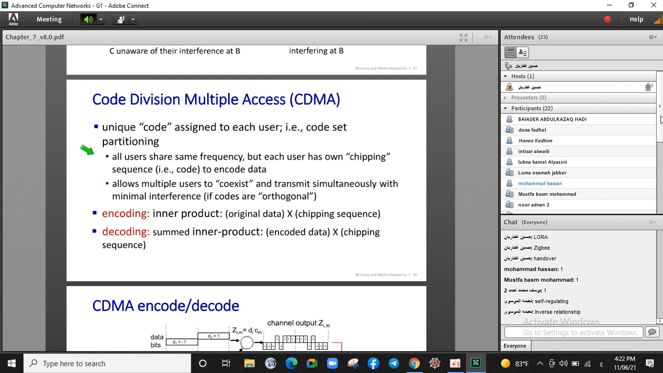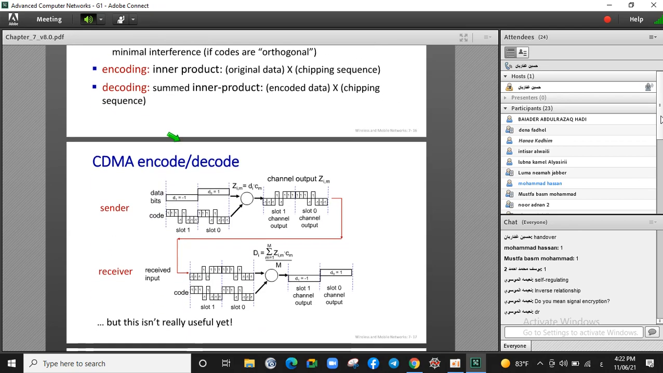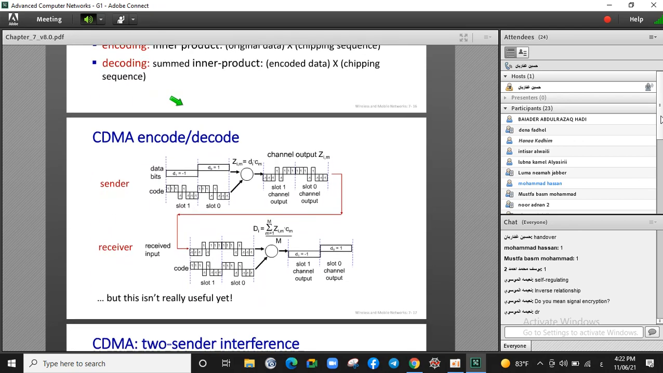In a similar frequency band. I don't talk about those codes here. There are some special signal encryption, something like that name. Something like encryption. Let me show you an example here.